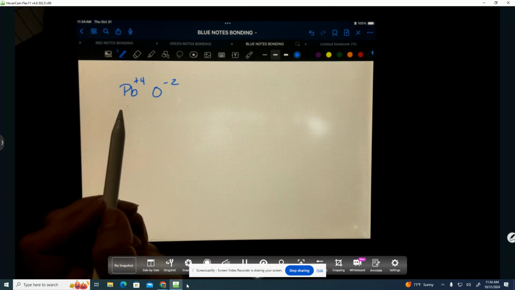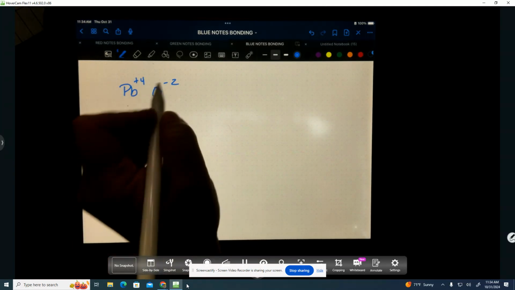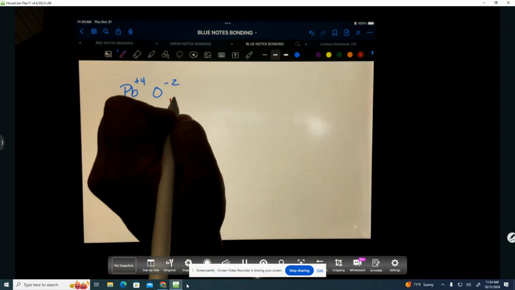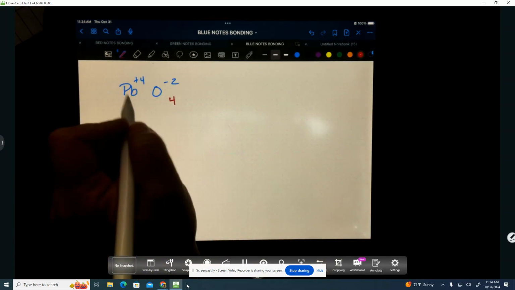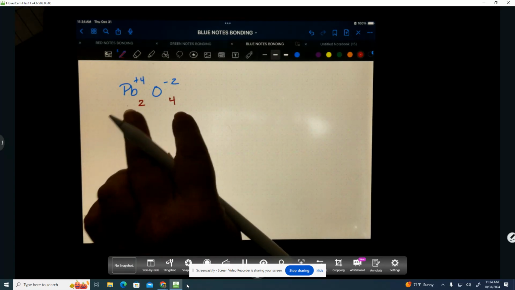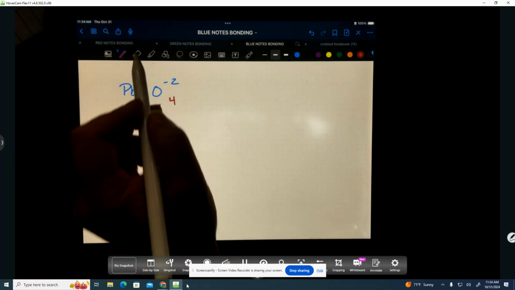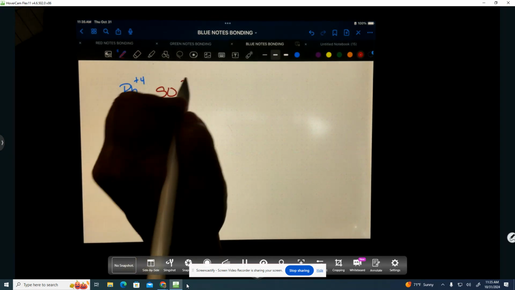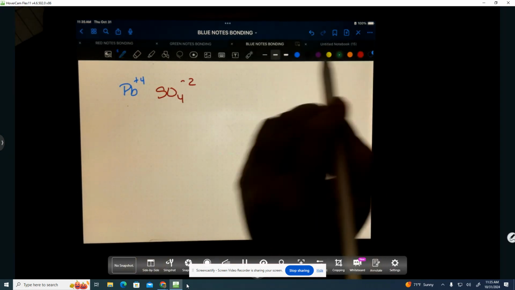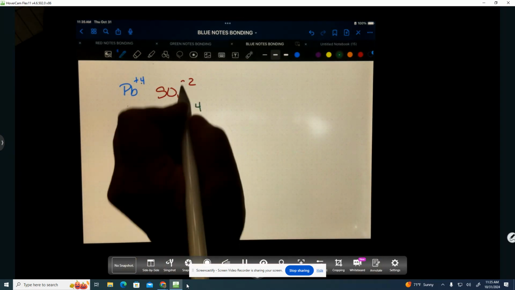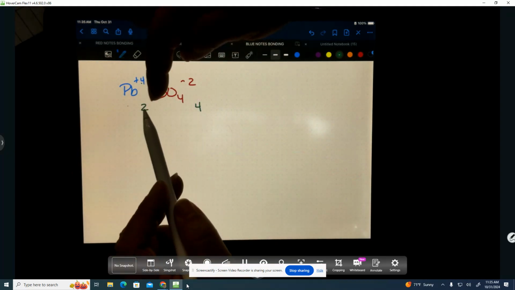Okay, let's look at this one. I put the charge on this lead. Lead has a 4, so that 4 is going to come down here. This 2 is going to come here. Let's do SO4. Same thing. Same numbers. That 4 is going to come down here. That 2 is going to come down here. These are the only 2 numbers you can touch.